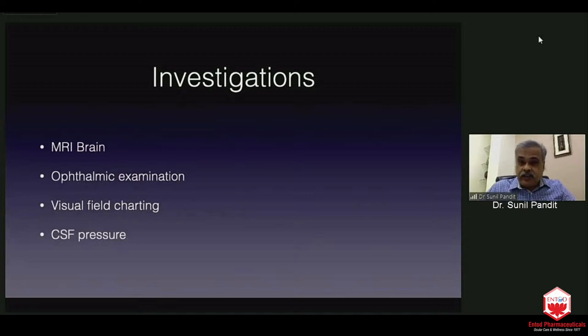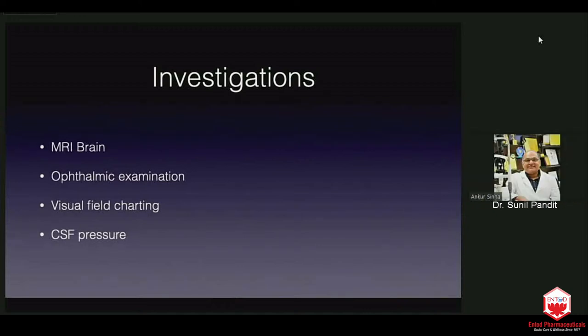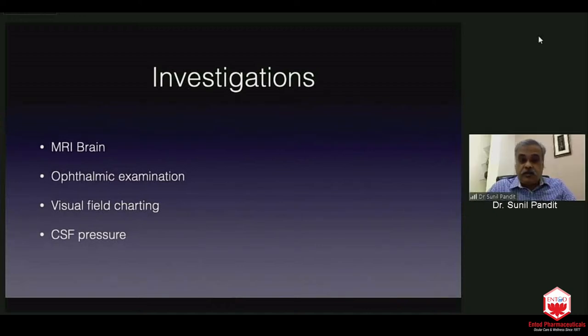It's only when the diagnosis is established and you relook at the scan that you find, oh, there was an empty sella, or there was a suggestion that the sella appears flat. Not a very clear-cut sign. So as far as MRI brain is concerned, MRI should be normal.